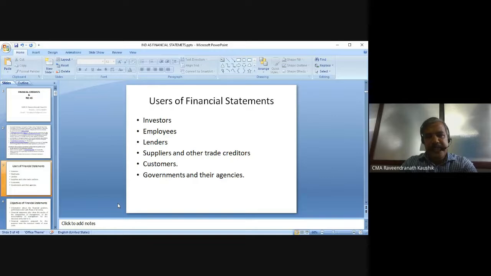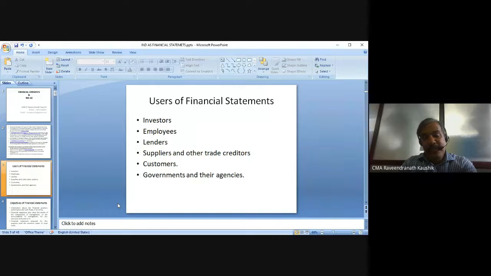Then suppliers and other trade creditors. Today this has become a very important thing because the vendors will be selecting the customers, as they have a lot of information accessible to them either through the GST portal, or through income tax, or through the financial statements, or through credit agencies, we can call them. Even they are publishing a lot of information about different companies. So if you want to do business with those companies, you had better do some background check of the company, whether it is viable for me to extend my credit to that person, or whether it is viable for me to do business with that party.